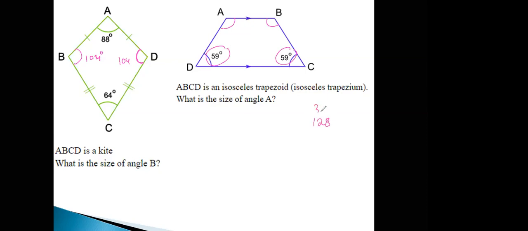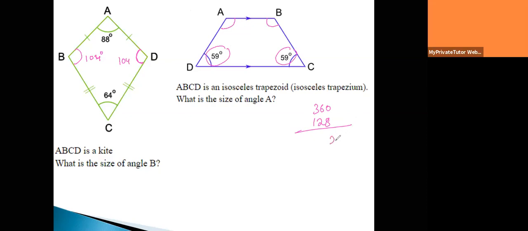So 61, 128, take away from 360. 121, right? You said, okay. So 242 we will get. Yes, 121 is the correct one.